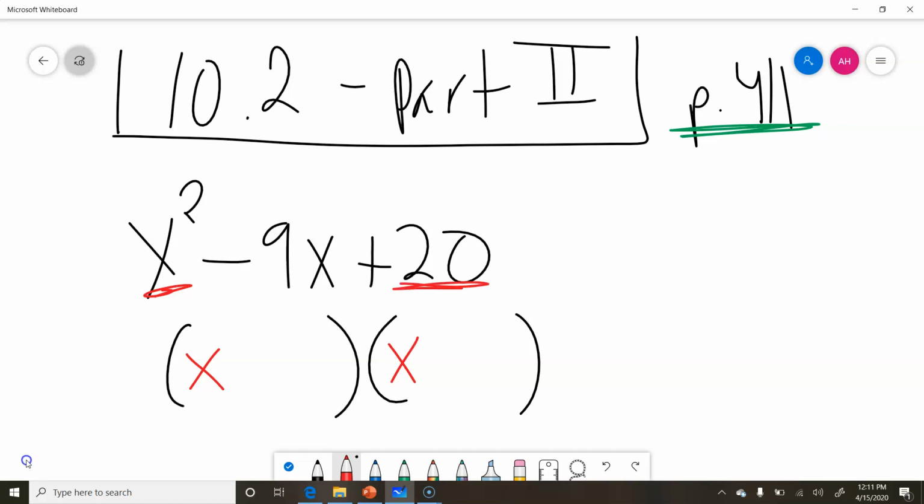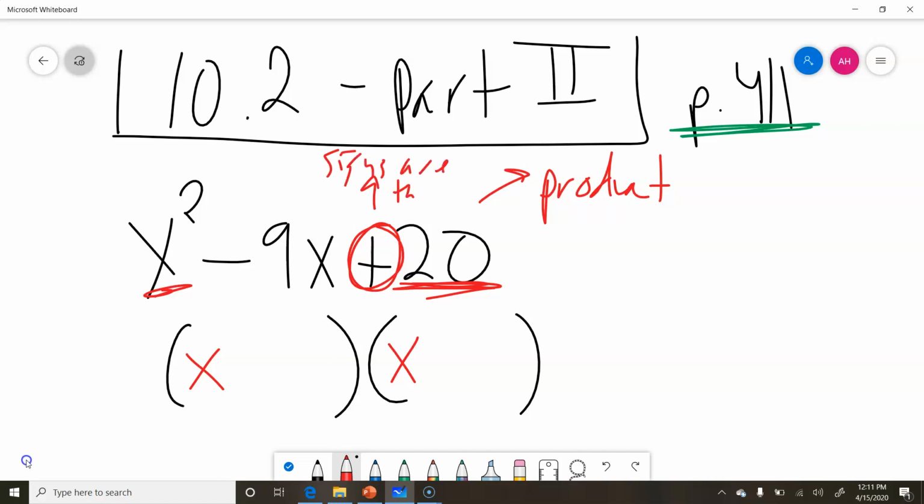Then we look at this number. What over here times, this is the product, right? So what times what is going to give us 20? And then we look at the sign of that product, and it's a positive, okay? And remember what a positive means? It means the signs are the same. Now that the signs are the same, I know it's either going to be plus, plus, or it's going to be minus, minus. And I don't know which one yet, but I will know in a second.